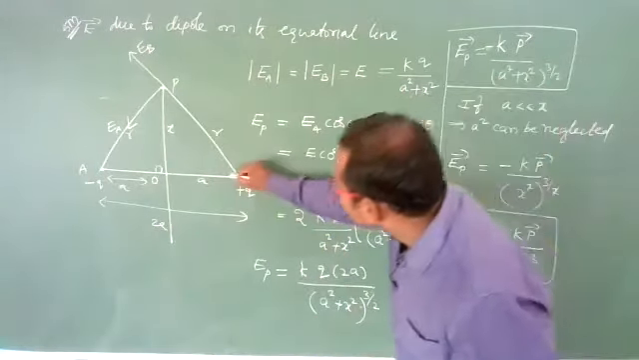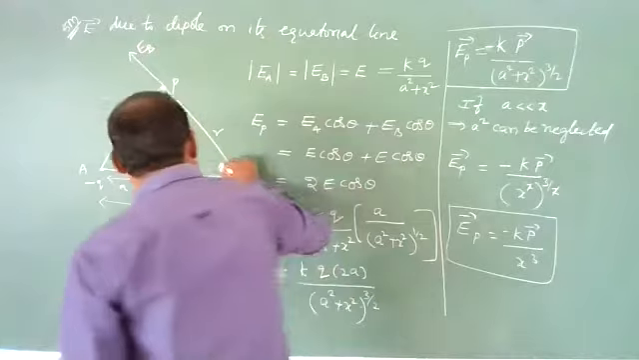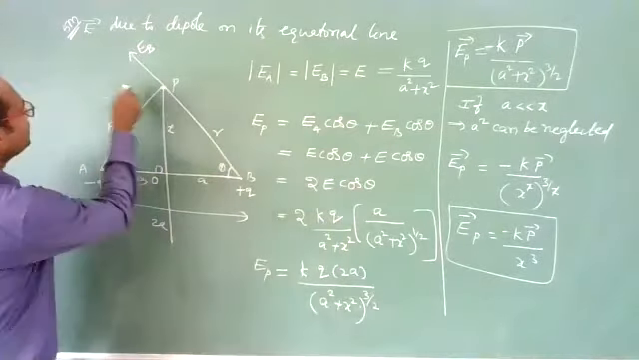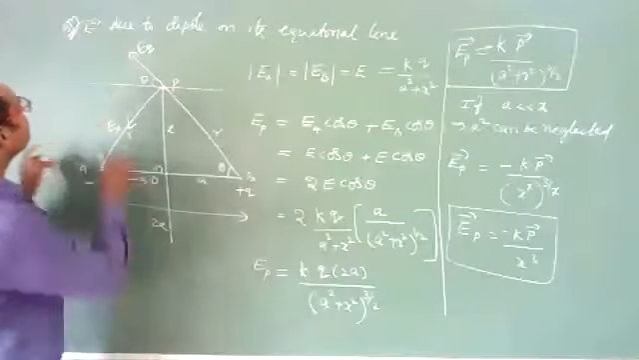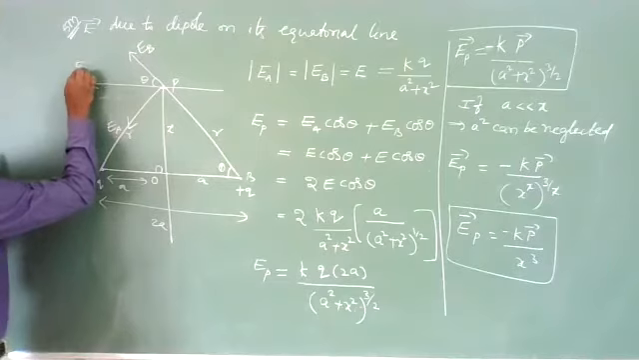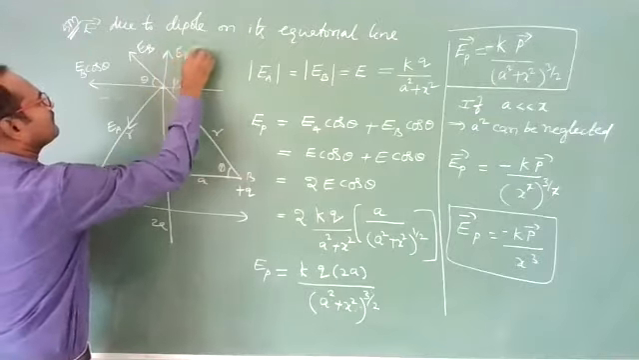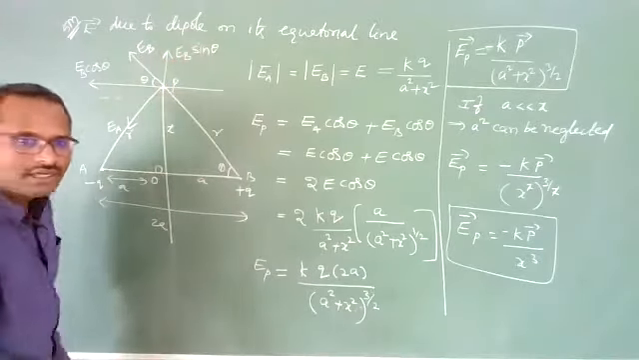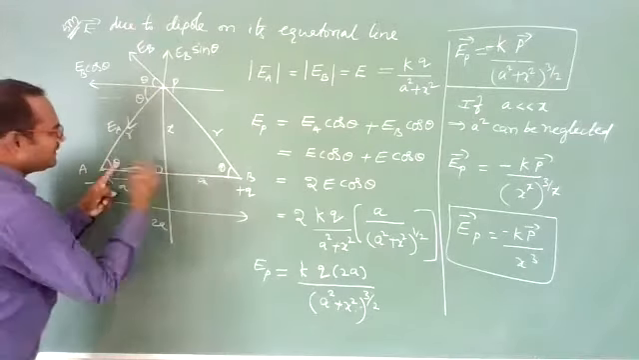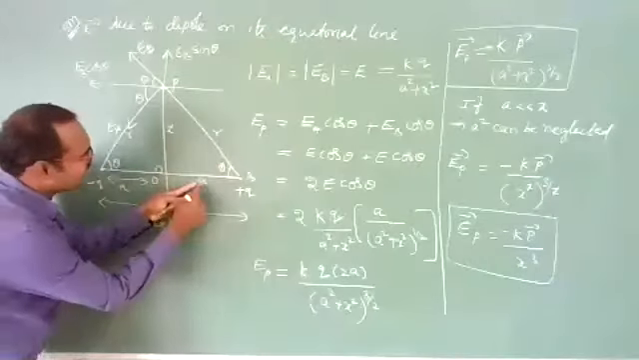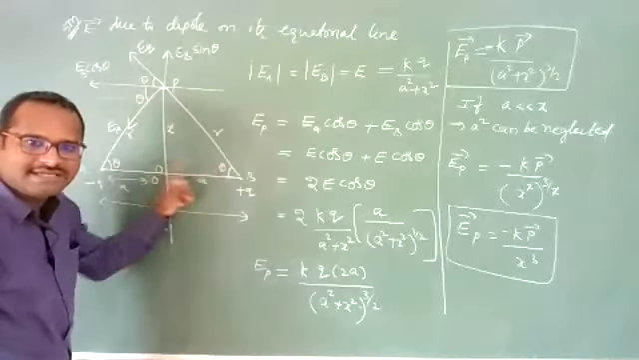Now, let us consider this angle to be theta. If this is theta, then this is also theta. You can resolve this EB into components, EB cos theta and EB sin theta. Why am I taking this also as theta? Because the distances R and X are the same, this angle should be the same.